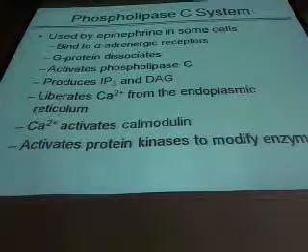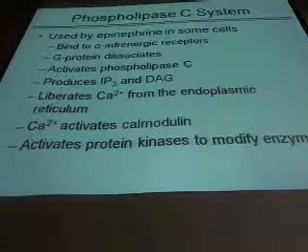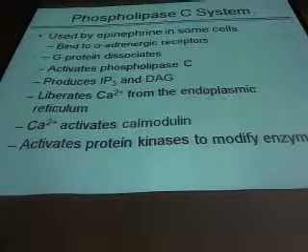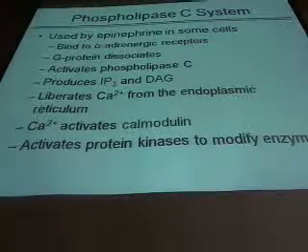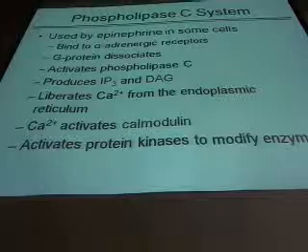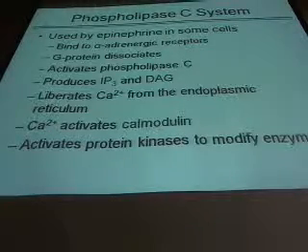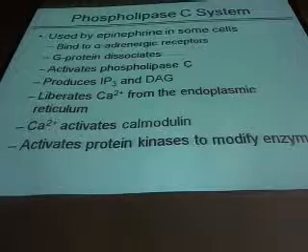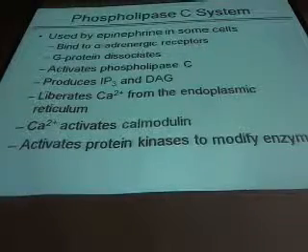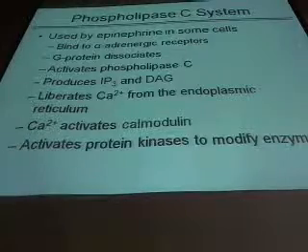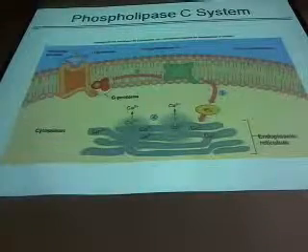Bottom line, it activates calmodulin and activates protein kinases. Protein kinases do what? Phosphorylate. By definition, kinase phosphorylates. So that's all we're really noticed to? I'll get back to you on the IP3 and DAG. I'm just drawing a blank right now.